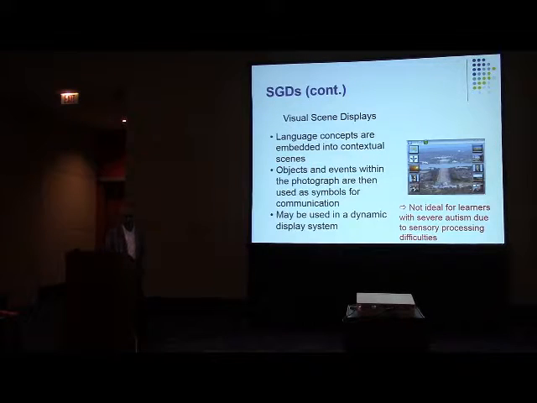There's another one that we call visual scene displays. They are very similar, but you put the language concepts in contextual scenes. So here, for example, the scene shows a person who can talk, saying I'm going to Australia when you hit the button, but it's showing you exactly the visual scene. Objects and events within these photographs are then used as symbols for communication. To give you another example, you can create a visual scene display of your own community, and when the child hits the button for the pizza place, you can get the menu, or the symbols for different pizzas.